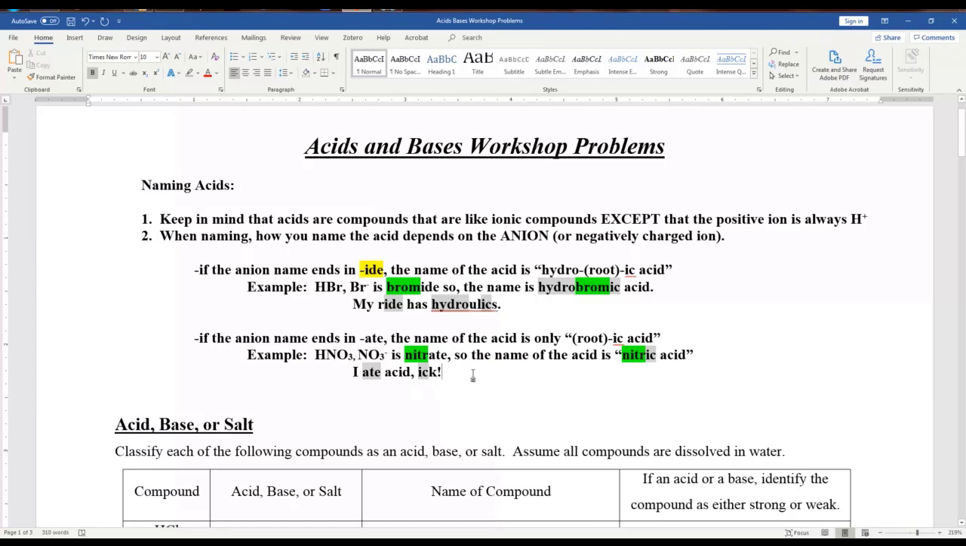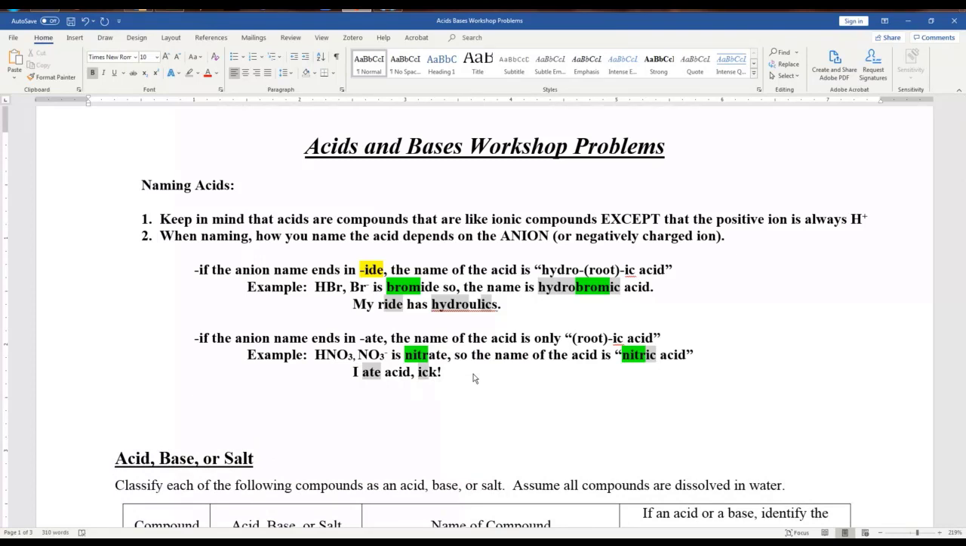So, there's one last one, and I don't know if your professor will talk about it or not. Sometimes they do, sometimes they don't, but I'll show it to you just in case. If the anion name ends in ite, and I'm going to highlight this with yellow, then the name of the acid is only the root with OUS and then acid.